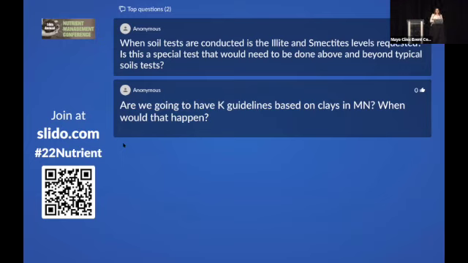And when the soil tests are conducted, yeah, we don't have illite and smectite levels characterized for the state at this point. That hasn't been done yet. So that's just part of the aim of this work: to characterize the state.